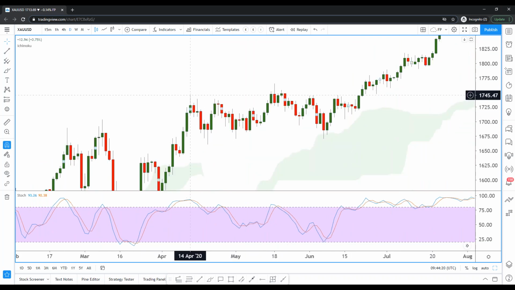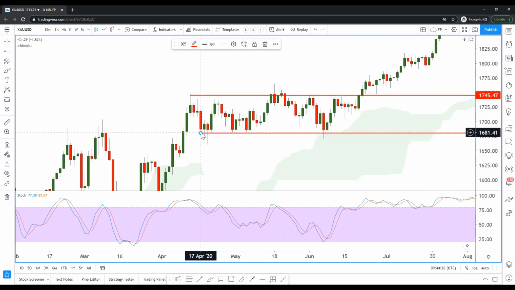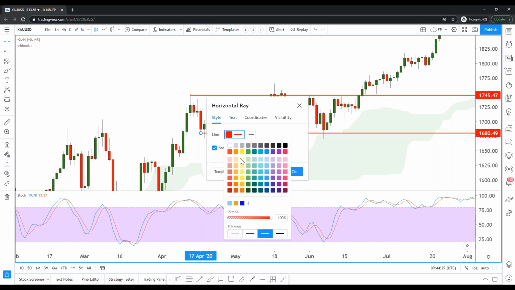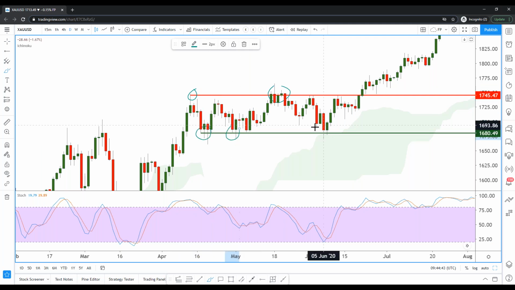In this case you can see that this is the resistance level that we have, and this is the support level that we have. Okay, so this is the range, right? Just now I mentioned that to identify a range, there must be clear support and resistance levels that prices respected. So in this example, you can see that this is the resistance level that prices respected over here, and this is the support level that prices respected as well.